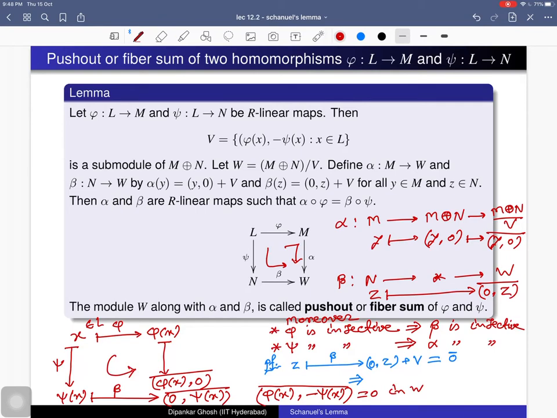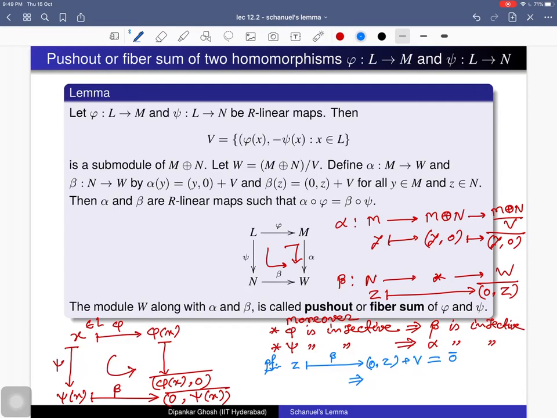Okay, and this R module W along with the module homomorphisms alpha and beta, we call the push out of these two module homomorphisms phi and psi, or we call it the fiber sum of phi and psi. And here is some property of this W.